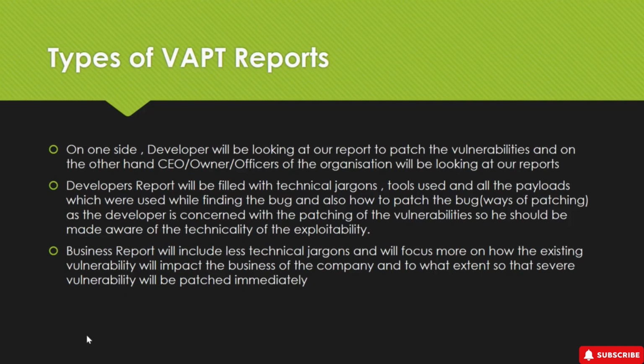In a developer report there should be technical jargon, the tools used and all the payloads which you used while finding the bug, and also how to patch the bug, as the developer is concerned with the patching of the vulnerability, so he should be made aware of the technicality of the exploitability. But in case of a business report, the management team will be focusing on how that vulnerability is going to impact their business. So there should be less technical jargon and more focus on how the existing vulnerability will impact the business of the company and to what extent, so that severe vulnerabilities will be patched immediately.